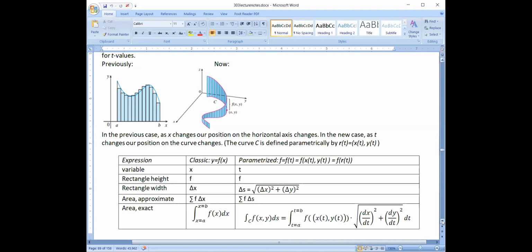Now, what does that mean in a way that we can calculate it? We need to re-express everything in terms of t. So we'll be given for our curve the starting and ending values of t. So we're going to integrate from t goes from a to b. Next, what about the function? The function is a function of x and y, but x and y are themselves functions of t. That will all be expressed in terms of t. And then finally, ds, we've encountered this before. This is just the formula for length. So it's the square root of dx dt squared plus dy dt squared, all of that dt.